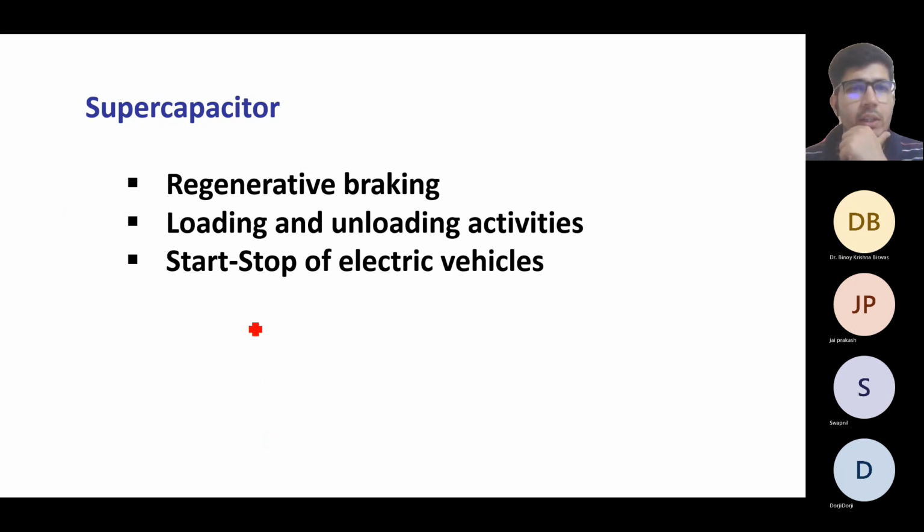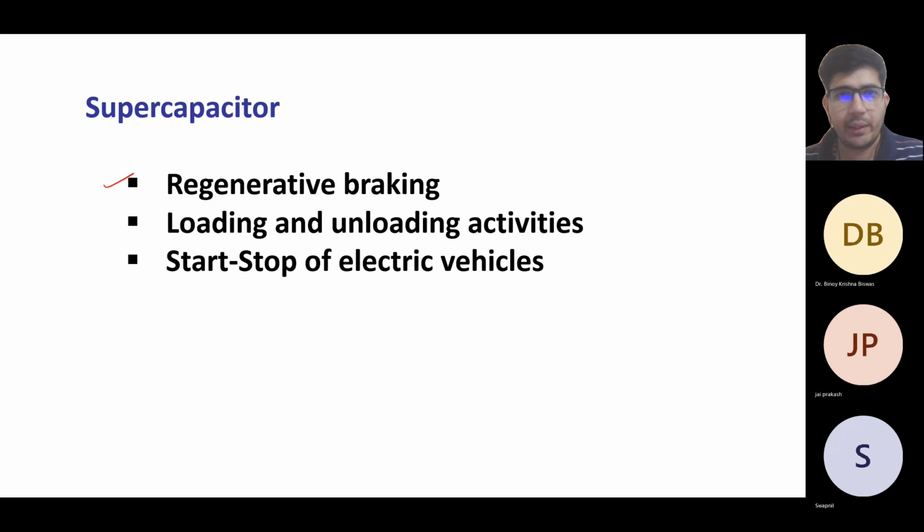Supercapacitors are widely used in regenerative braking, like when we apply the brakes in electric cars. So as you know, in braking, the wheels are moving at a very fast RPM, and suddenly we are stopping them. So in that process, so much heat is generated. So we can develop a system so that that energy can be used and can be stored in batteries.